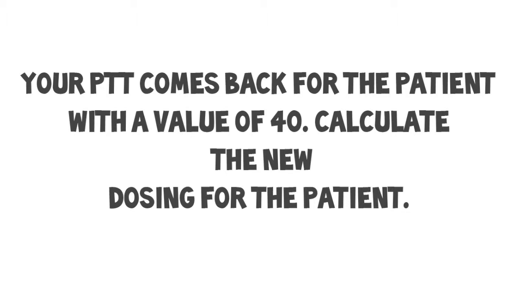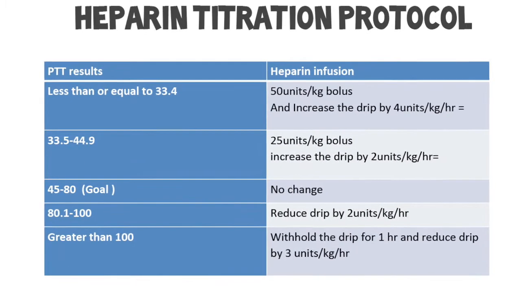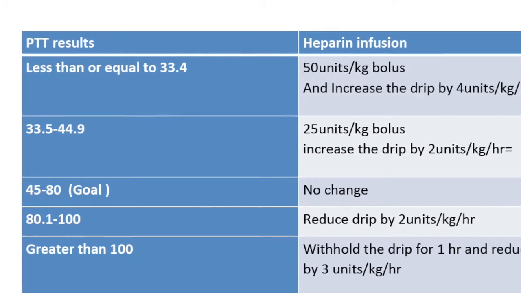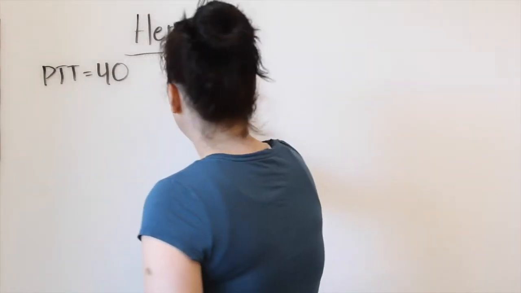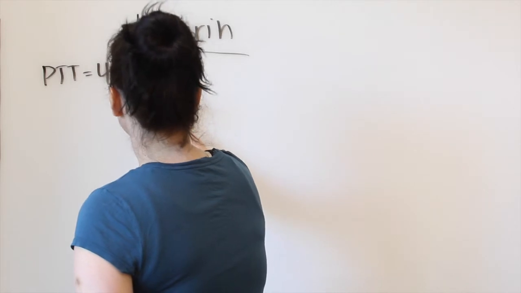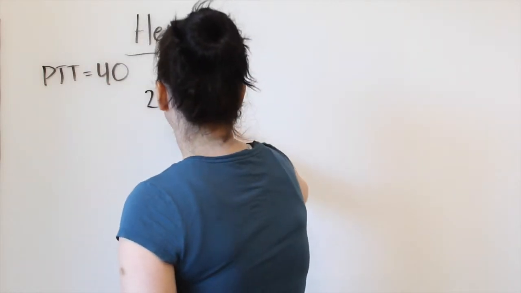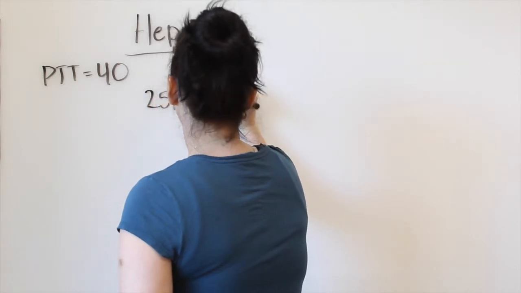So the one that I'm doing now is basically we're going to say that our patient, the same patient from before, had a PTT drawn, and it was 40. If you'll notice on that slide, that PTT says that we need to give a 25 unit per kilogram bolus now, and then increase the rate by 2 units per kilogram per hour to try to counteract that. So the 25 unit bolus, just the same as we did before. Patient still weighs 66 kilograms.